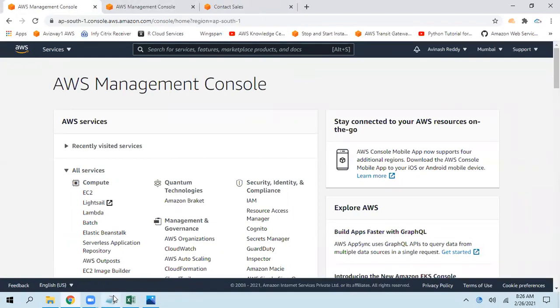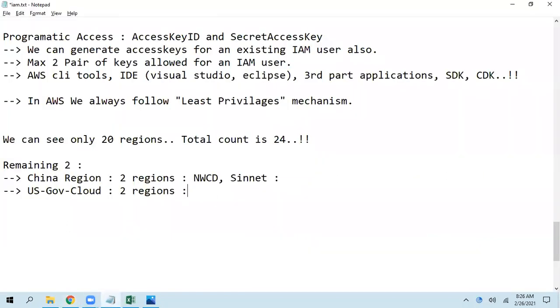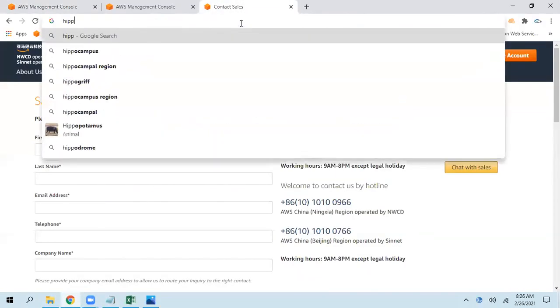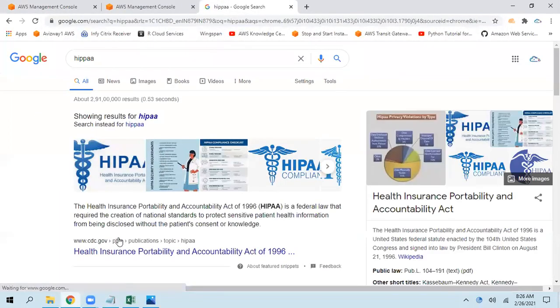For example, we are going to have some compliance standards in the US. Whatever patient records a software company is storing, that must comply with the HIPAA standard. So we have FedRAMP, FIPS, PCI DSS. These are some standards. HIPAA stands for Health Insurance Portability and Accountability Act.